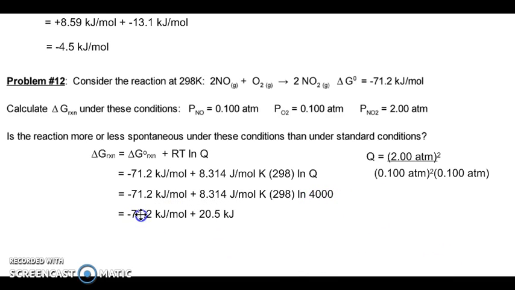Okay, and this is what I get. Notice again, it's positive 20.5 kilojoules because this natural log is a positive number. And if I added all that stuff together, I get a negative 50.7. So it is still spontaneous given these non-standard conditions.